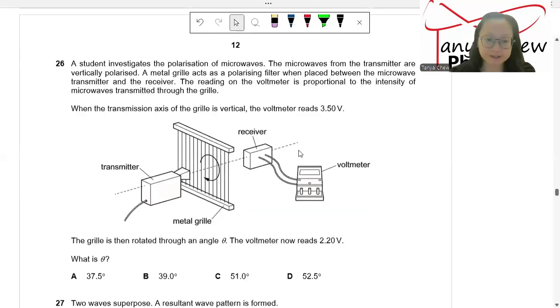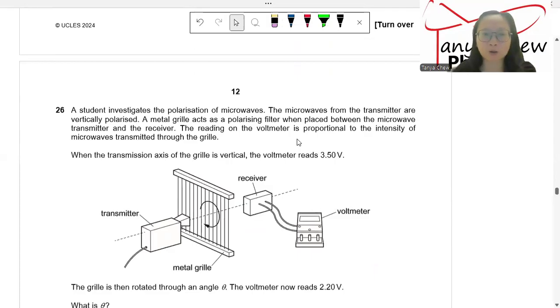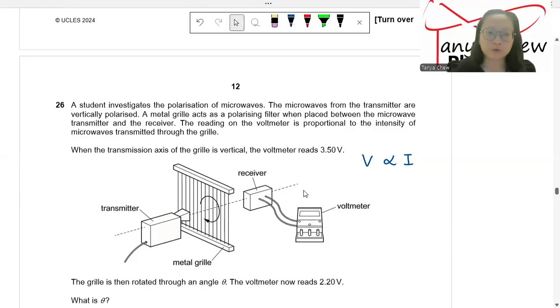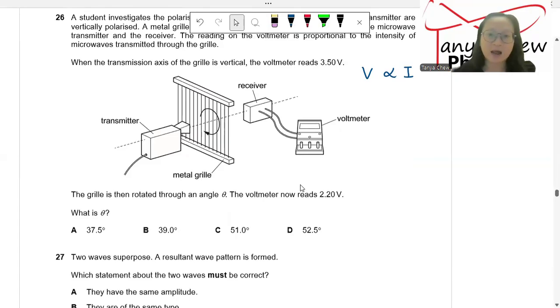Question number 26. A student investigates the polarization of a microwave. The microwaves from the transmitter are vertically polarized. A metal grill acts as a polarizing filter when placed between the microwave transmitter and the receiver. Voltmeter reading is proportional to intensity of the microwaves transmitted through the grill. When the transmission axis of the grill is vertical, the voltmeter reads 3.5 volt. The grill is then rotated through an angle theta. Voltmeter now reads 2.2 volt.